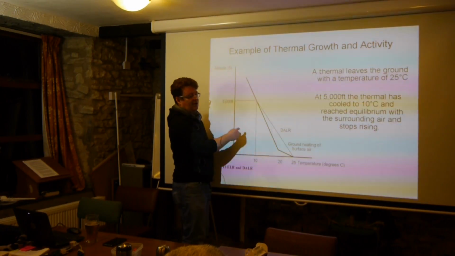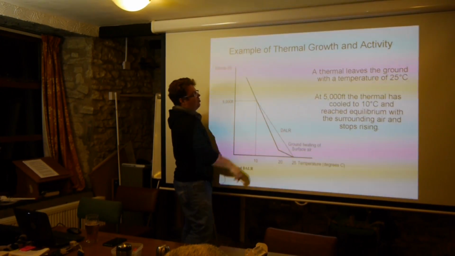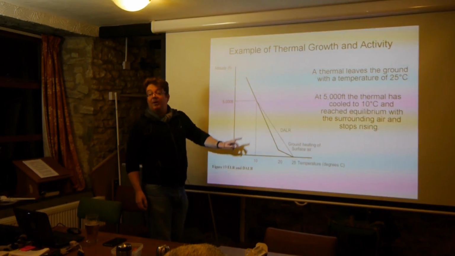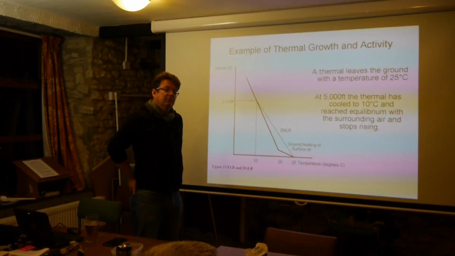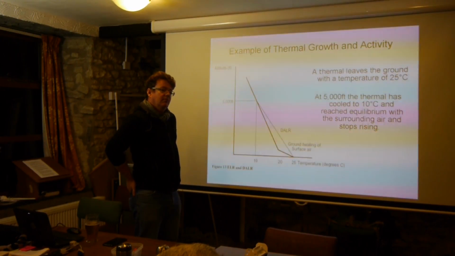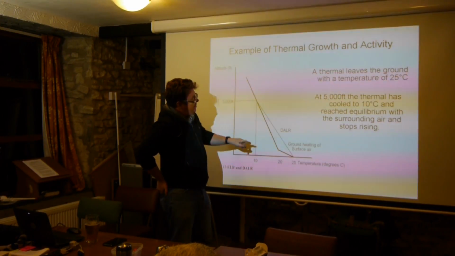Now, it might overshoot a little bit, but basically, it's going to get here, and more or less, convection is going to stop around about there. Does that mean that thermal strength is the bigger the difference between those two lines, the faster it wants to go up? Generally, yes.